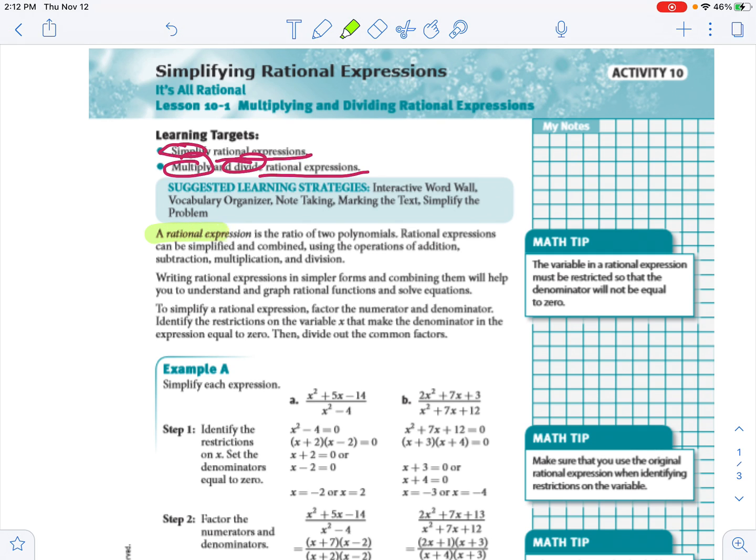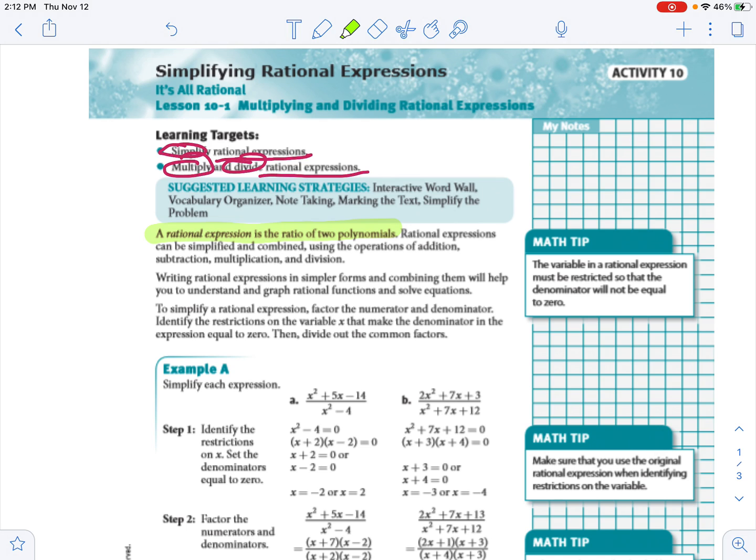A rational expression is the ratio of two polynomials. Rational expressions can be simplified and combined using the operations of addition, subtraction, multiplication, and division. Writing rational expressions in simpler forms and combining them will help you to understand and graph rational functions and solve equations. That'll be coming up in Activity 11.